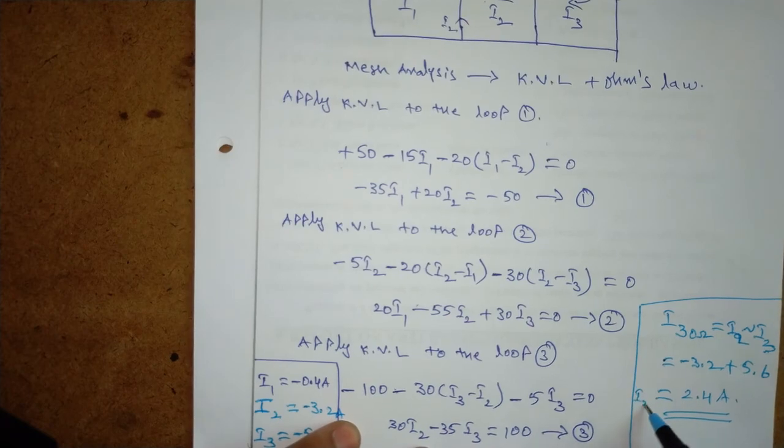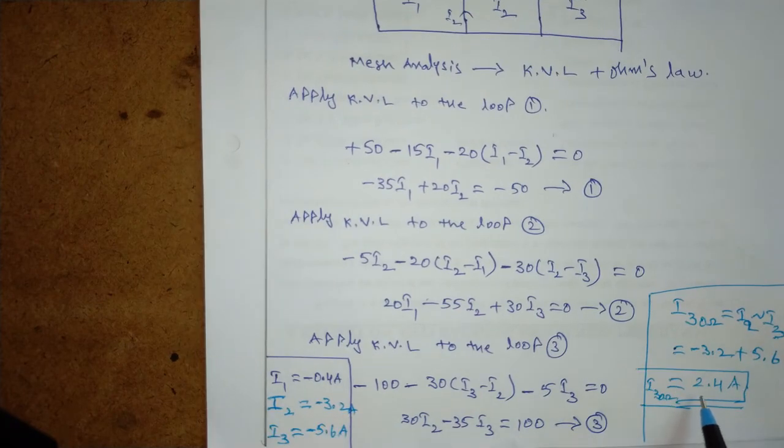The current passing through 30 ohms is the required answer. It is 2.4 amperes.